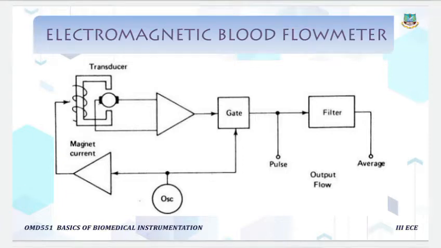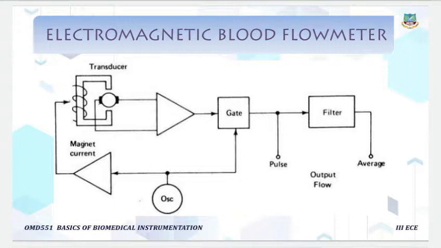Here this is the transducer. It consists of an electromagnet or a pair of electrodes. These electrodes may be in contact with either the flowing blood or the outer surface of the blood vessel. As we saw in the earlier portion, these have direct contact with the blood or blood vessel. So the transducer consists of an electromagnet or a pair of electrodes.